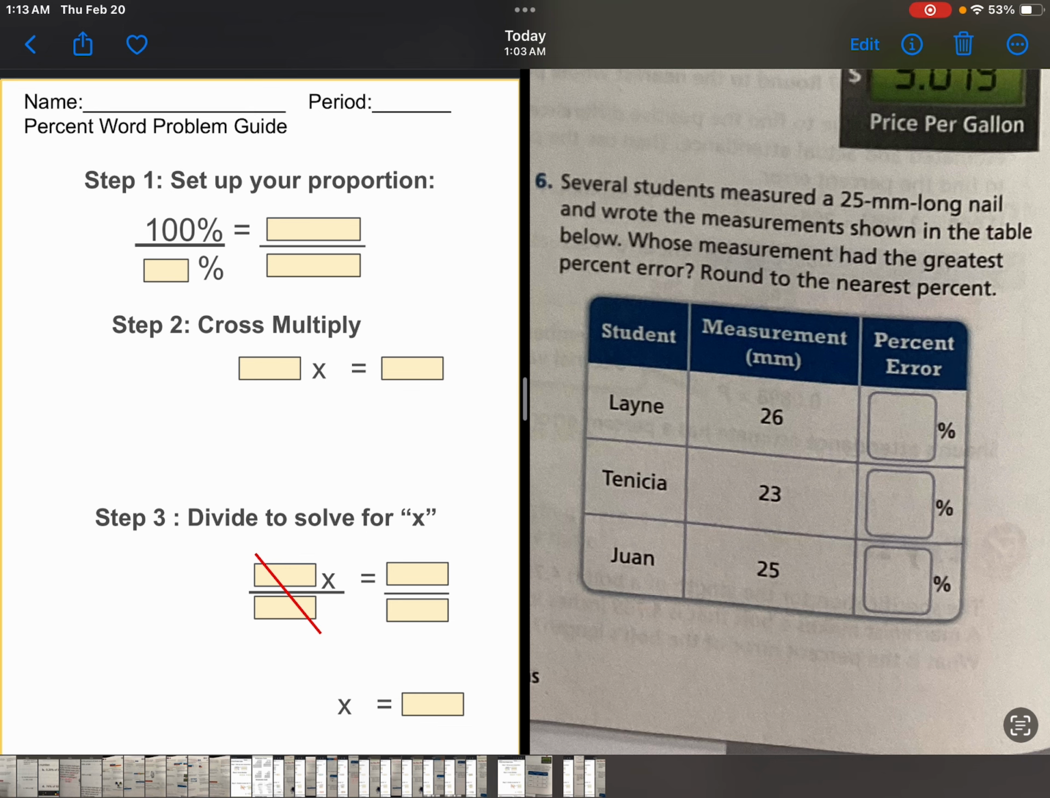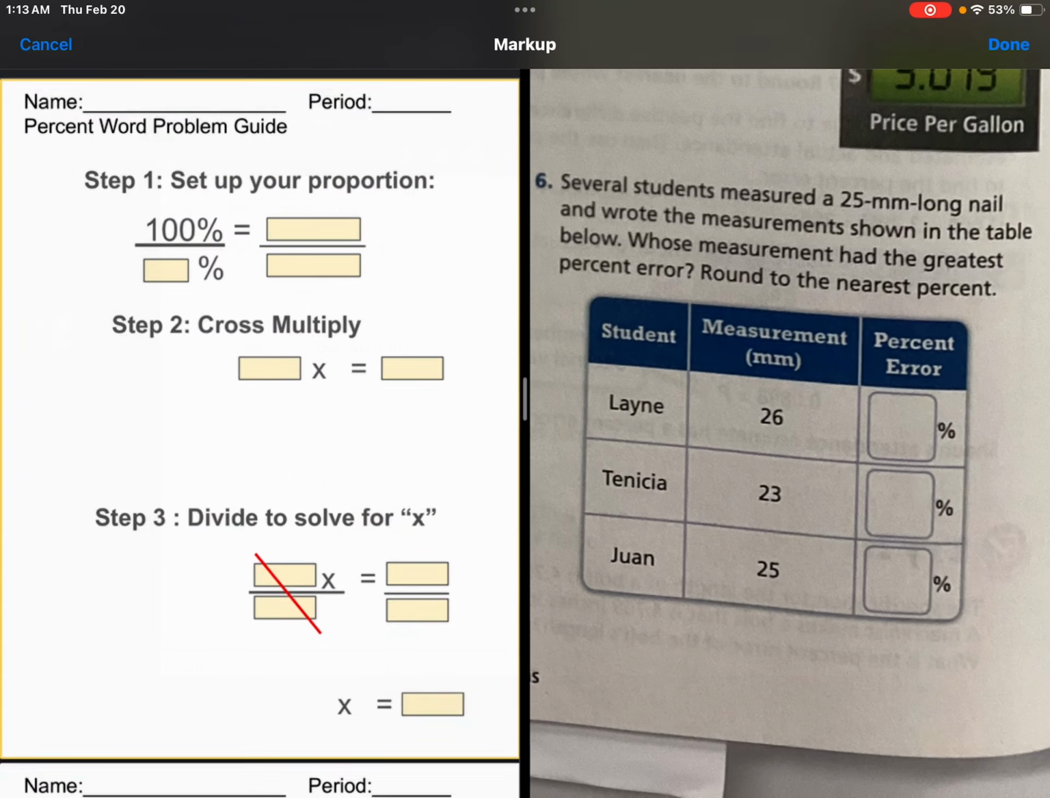Okay, so reading several students measured a 25 millimeter long nail and wrote the measurements shown in the table below. So the nail was 25 millimeters long, but they had different readings over here. So they have some errors on the readings. So we're trying to figure out what the difference is, what the change is, and how much percent error they had. Whose measurement had the greatest percent error? Round to the nearest percent.